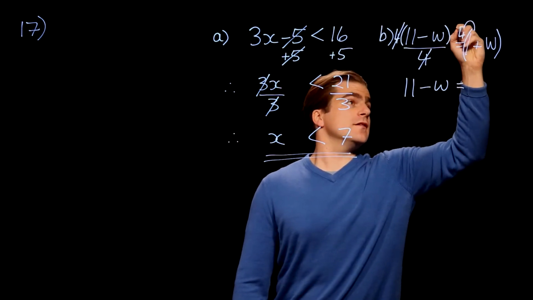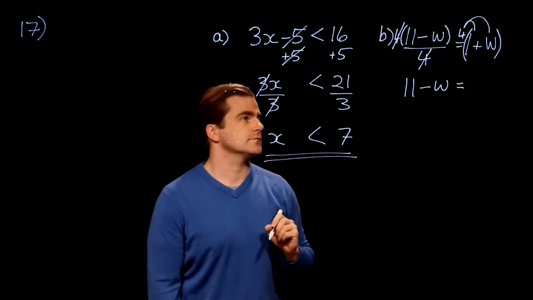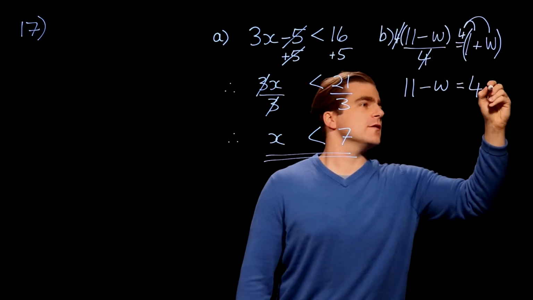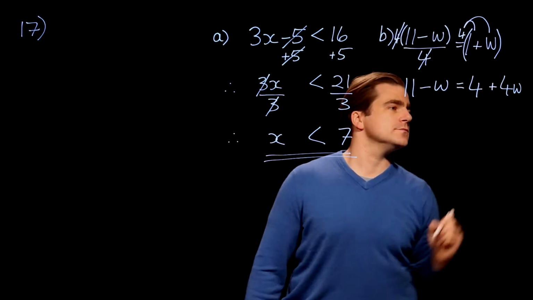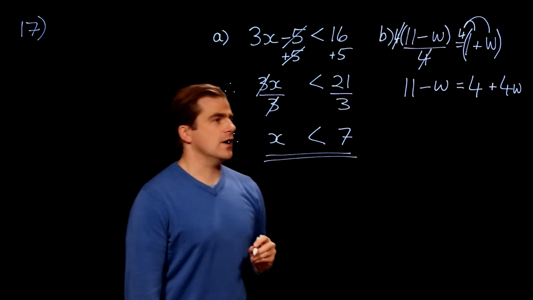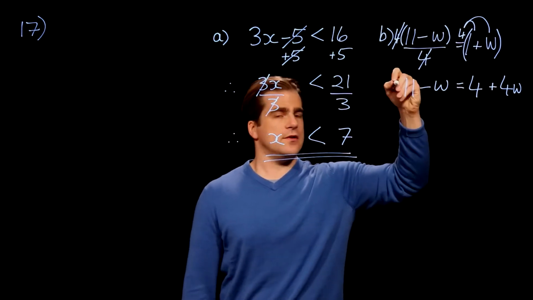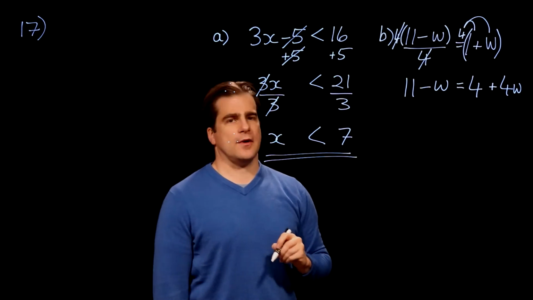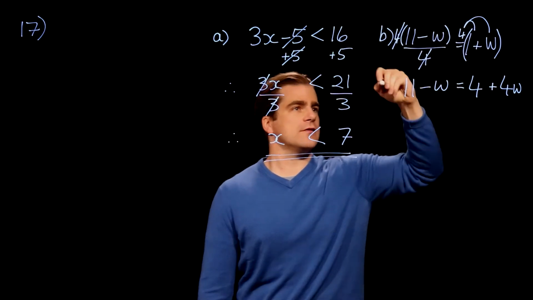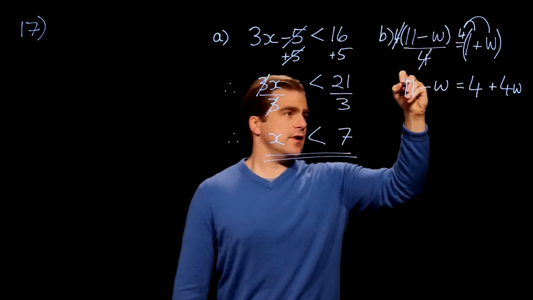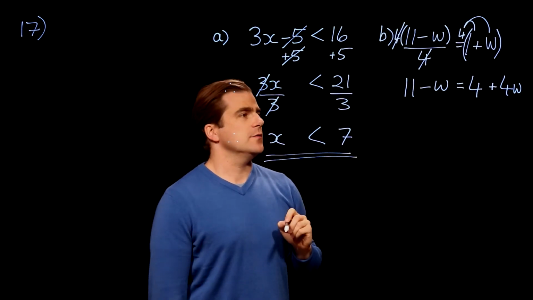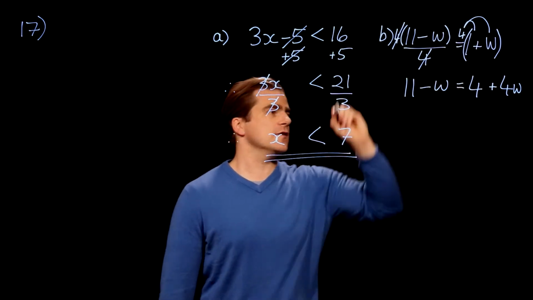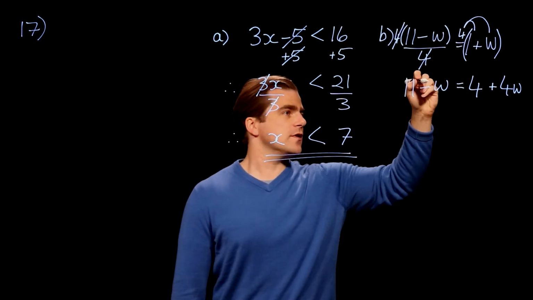4 times 1, or that term times that term, and that term times that term. So 4 times 1 is 4, and 4 times plus w is plus 4w. Right. Now we can start taking all the w's over here and all the numbers over there. I've got a better idea. Let's take all the w's over here and all the numbers over here, just because if we bring the 4w over here, we'd end up with minus 5w on this side, which is fine, but it's marginally easier to work with plus 5w on this side. So let's move the w over here.